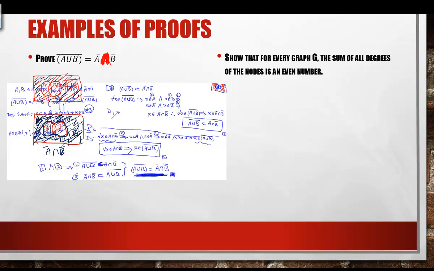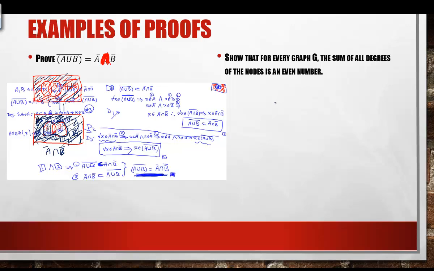Alright, now next we're going to do the proof of the second statement. And just for the fun of it, in this second statement I put it in English terms, and so I say: show that for every graph G, the sum of all degrees of the nodes in that graph is an even number. Remember, the degree of a node is the number of edges that each node has.